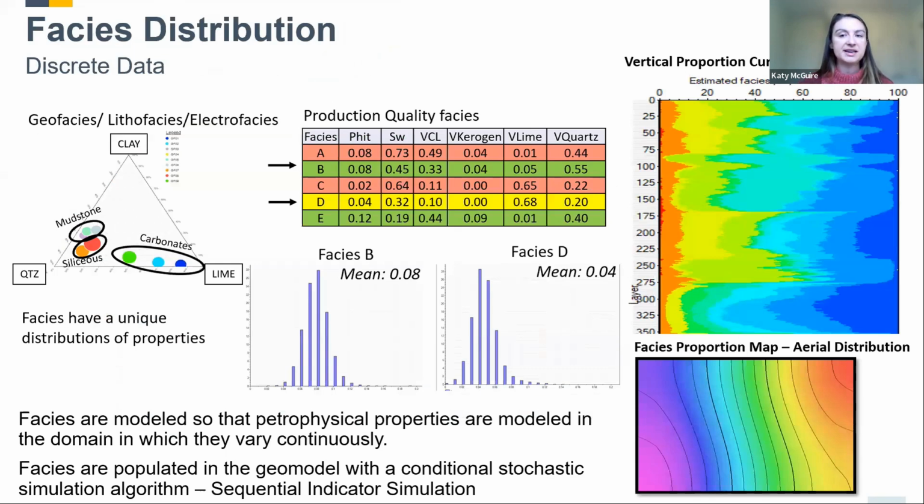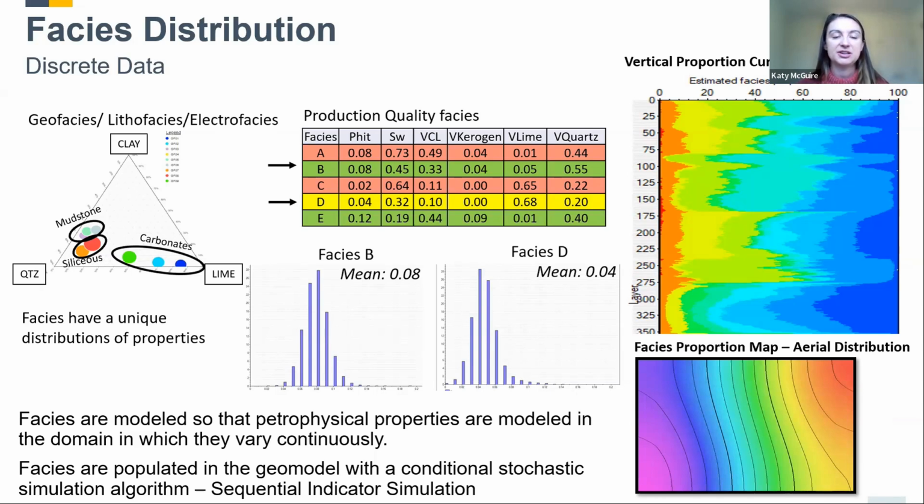So after the facies are upscaled, we can distribute facies properties in the 3D grid. Facies are groupings that have related data. In these 2 examples, I show geofacies and production quality facies. Geofacies can be grouped into the bigger classes of mudstone, siliceous rock, and carbonates defined by quartz, clay, and mudstone. So each of these is going to have unique distributions of properties.